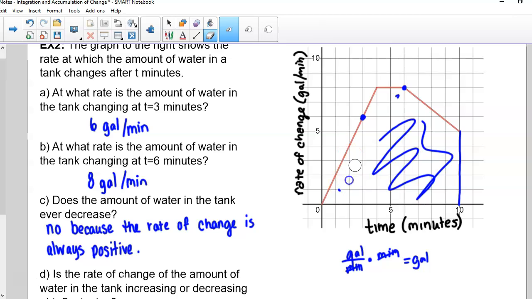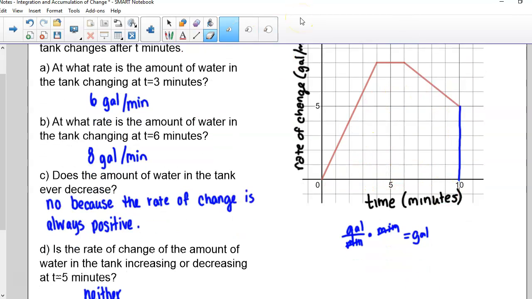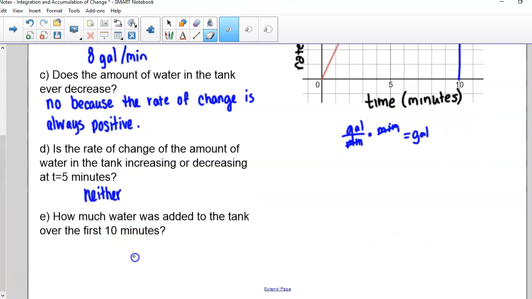Now you could do this a lot of different ways. It does not matter. You can split it up however you would like. You could do this trapezoid and this trapezoid, or you could split it this way. However you want. You might do it different ways. You should get the same answer. So I want everybody to find that area for me. Should get 58. And it will be gallons for that. So 58 gallons were added to the tank over this time. Questions?